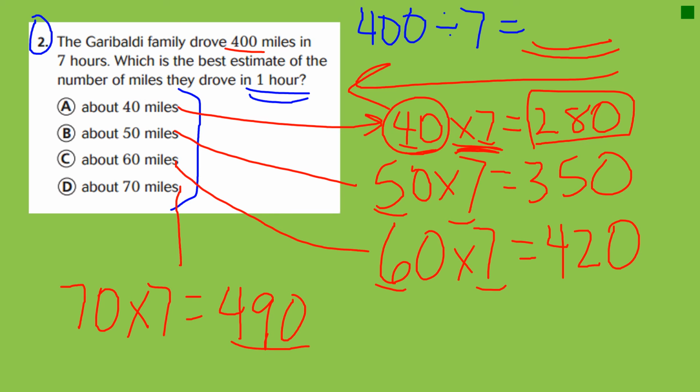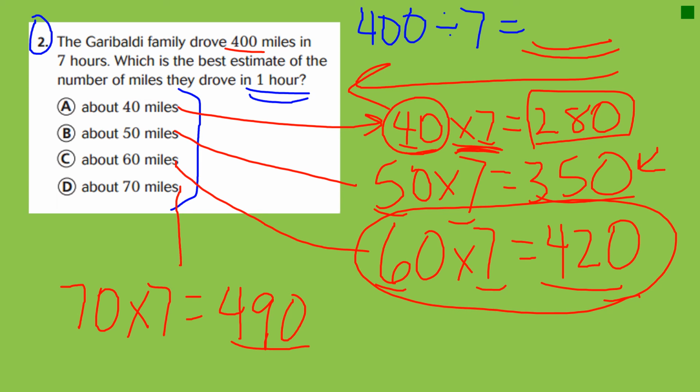So if you look at these 4 choices, which one is the closest to 400? It's this guy right here. 350, that's 50 off. 420, that's only 20 off. Okay? So the best choice is C. Okay? All right, let's keep going.